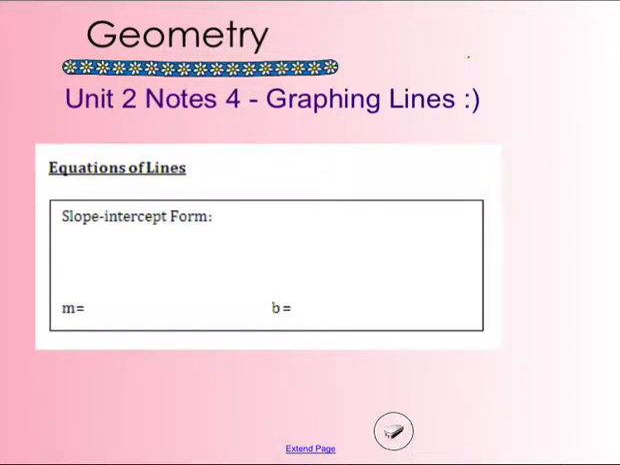Anyway, sorry. We are going to be doing today Unit 2, Notes 4. So we're talking about graphing lines, and yes, with a smiley face, because I know how much we all love to graph lines. So let's start by talking about slope-intercept form.